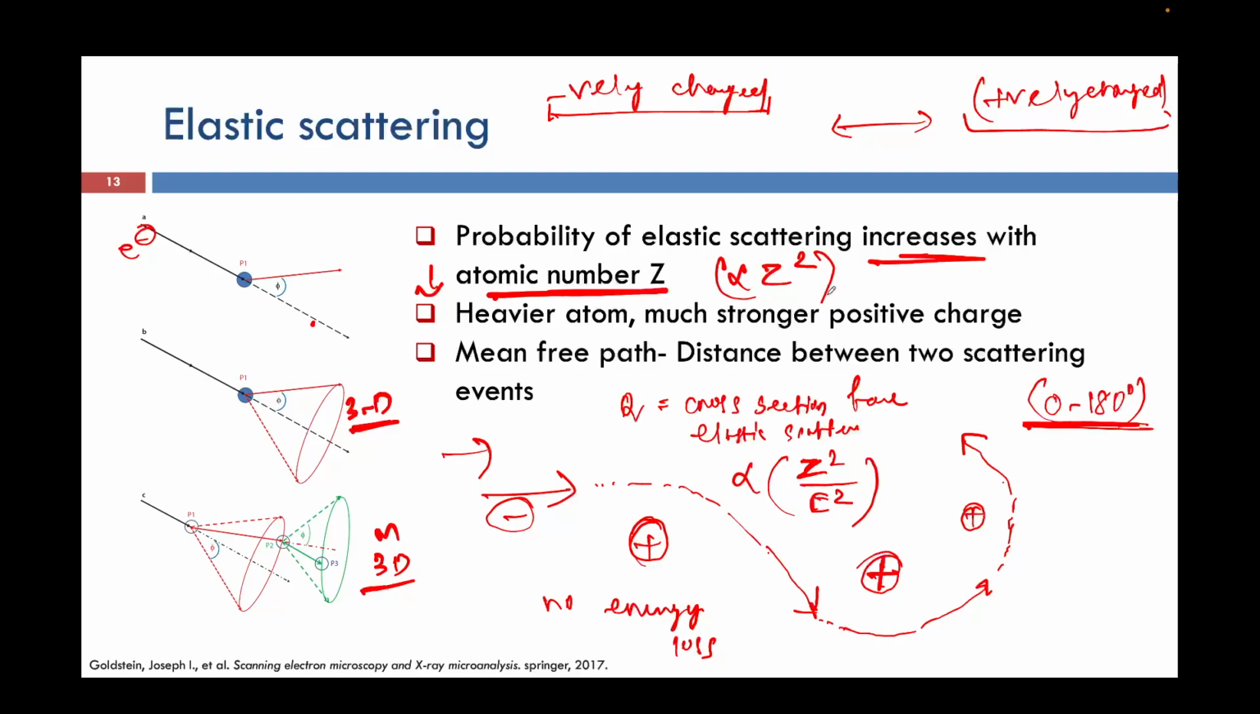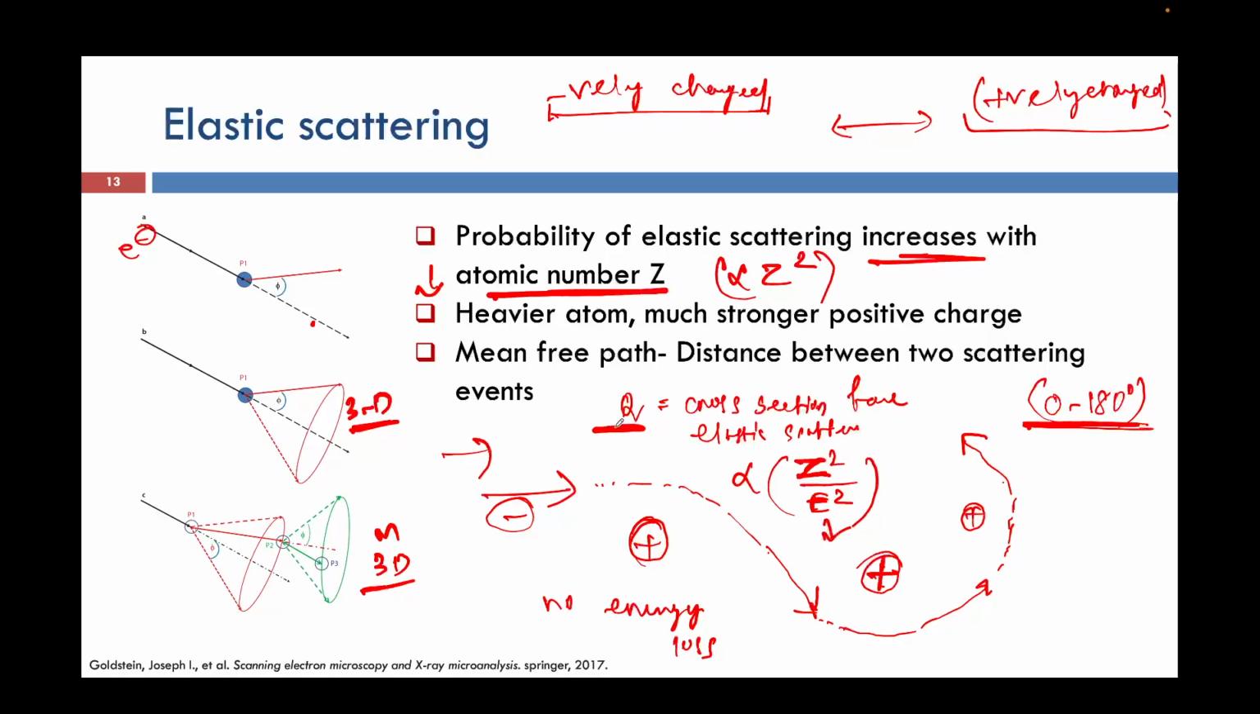And E, what does this E mean? E means the energy of the incident electron beam, right? So if you increase the atomic number of an element of your sample, let's say you are trying to see a heavy element, then in that case the elastic scattering will increase. If you keep the energy of your incident electron beam constant, and you increase that energy, in that case the cross section area for the elastic scattering will decrease. Okay, so this is the terminology that you have to remember.